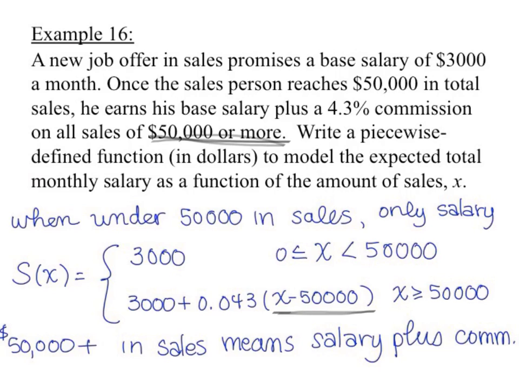Say he made 60,000. He would get paid commission on $10,000. So it's x minus 50,000. And this is for all x greater than or equal to $50,000. So 50,000 plus in sales means salary plus commission. And so that's how you could draw your own graph of how much you should make, if you were making money, you could do that.